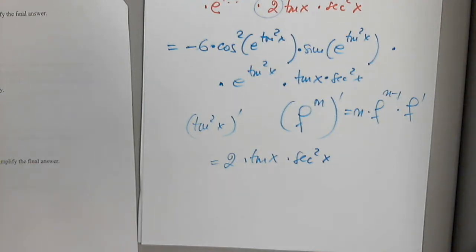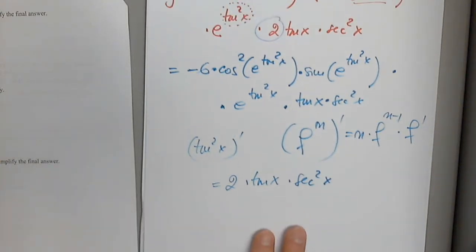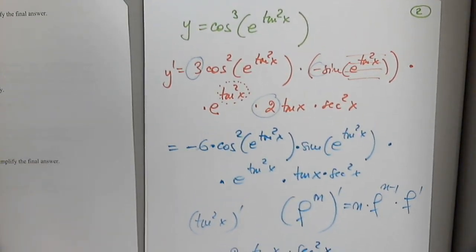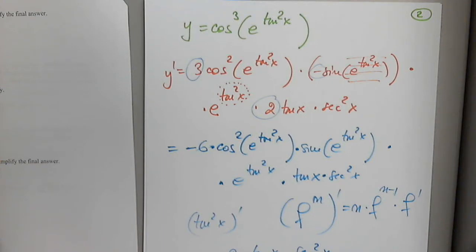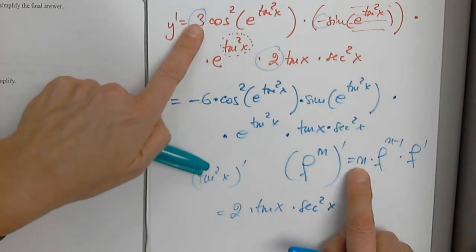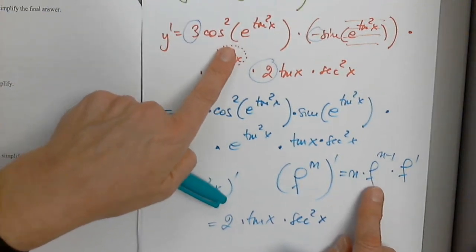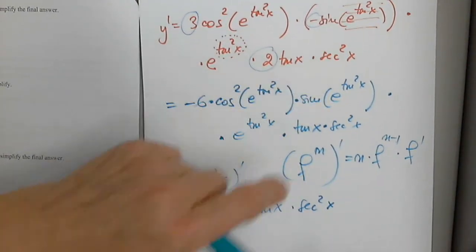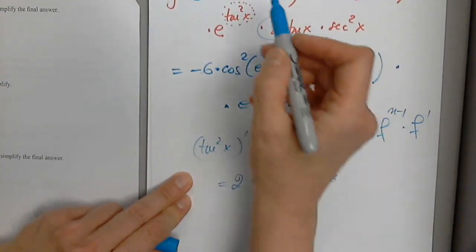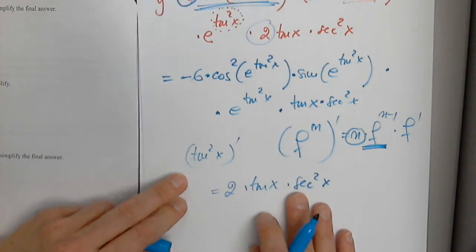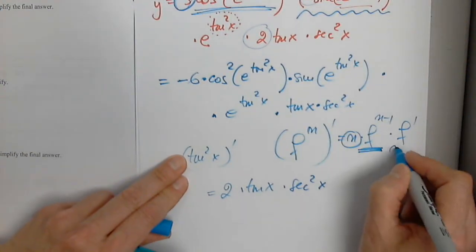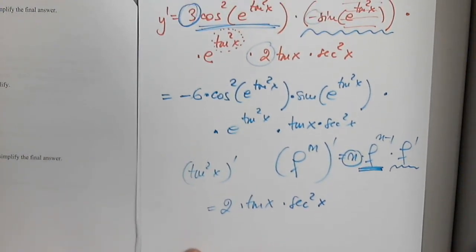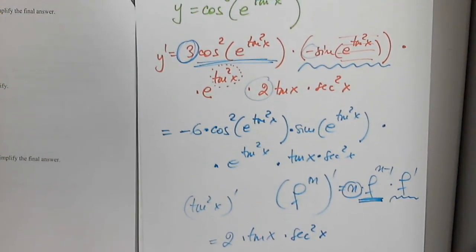Everyone? Yes, Braden, please. I understand how we got the beginning, the 3 cosine squared. I don't understand how we got the sine and everything to the right. Okay, so this is n. This is the function to n minus 1. And this is the inner function prime. When I differentiate cosine, I get negative sine. So this piece is this piece. This is this. And this is this. Is that better? Yeah, but why would it be negative sine times?